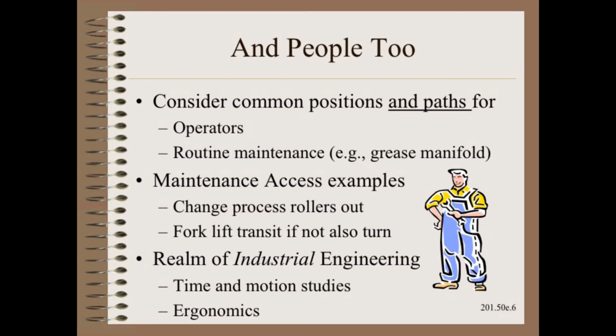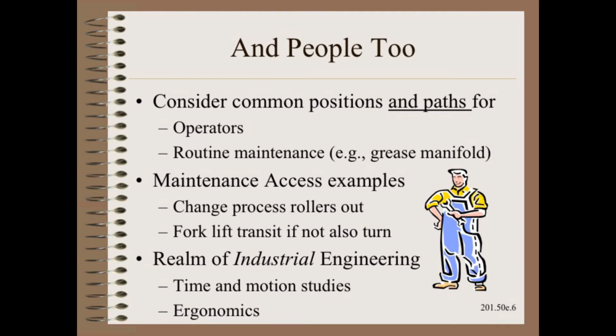Last but not least, we need to consider our people. This would include operators and all of their common duties and all of their common paths. This would include routine maintenance. Just one of many examples here is to collect grease points into a common manifold so that lubrication is made faster and more reliable. Then there are the less routine maintenance that is still nonetheless required.